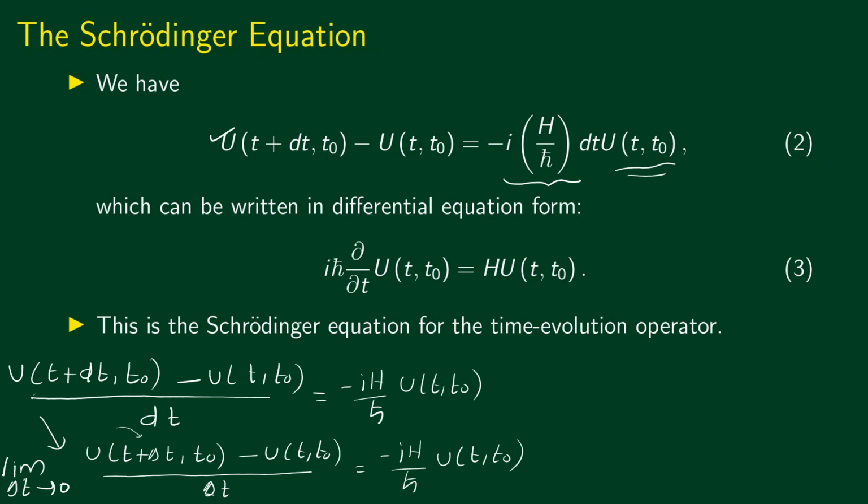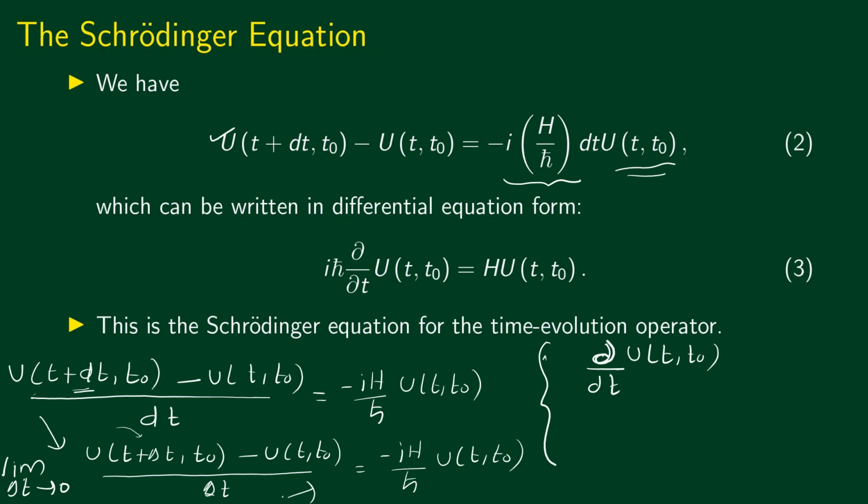Now if you look at this, this is indeed the definition of a derivative. So the left hand side is simply the partial derivative with respect to time of u(t, t0). We write partial derivative because there's another argument in here, t0. We are taking the derivative only with respect to time. If there was only one argument, you could write it as the full or total derivative. This is simply the partial derivative.